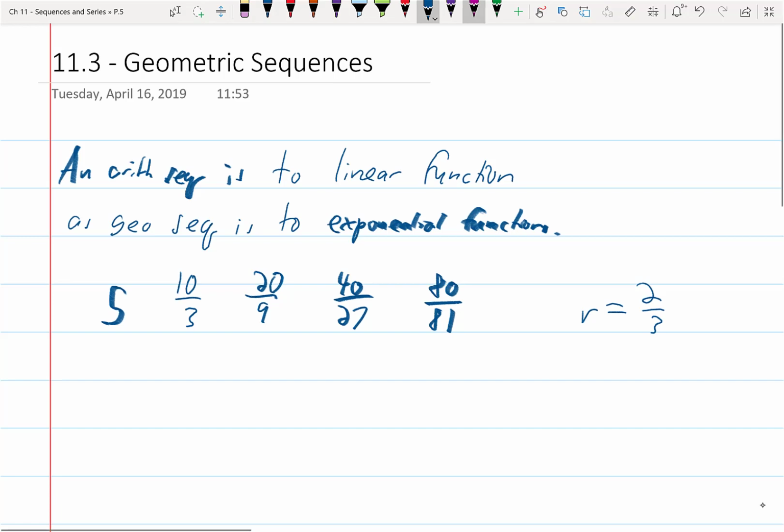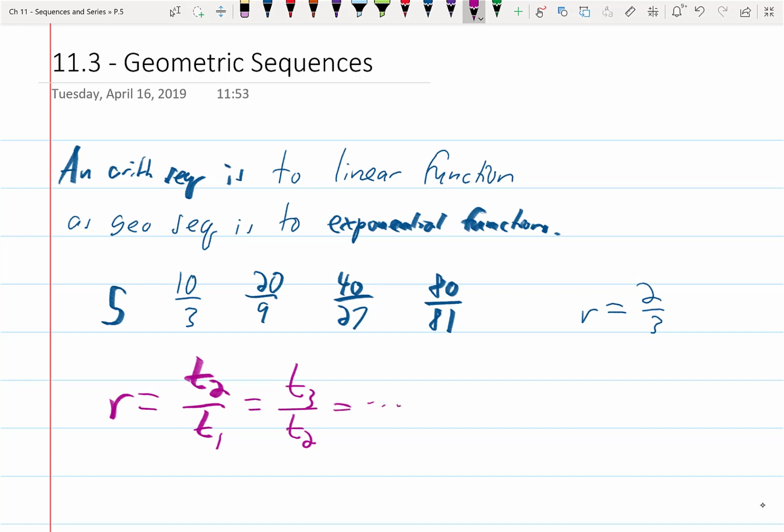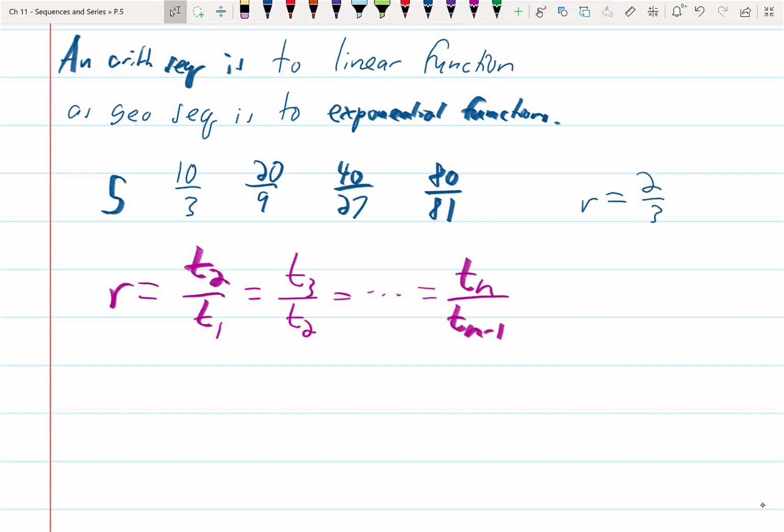But let us remember that to get the r value, you can always take the second term and divide it by the first, or the third term and divide it by the second, or, keep going, the nth term divided by the n-1th term. And so if you're struggling to figure out what the r value is from a forward-thinking perspective, let's go reverse and do 10/3 divided by 5, which is 10/3 times a fifth, which is 2/3. You can always figure it out by doing that math.